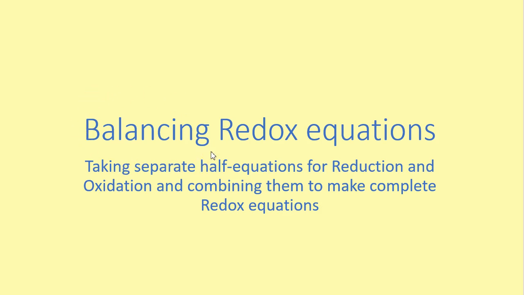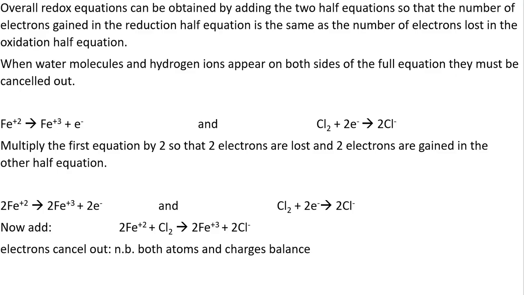In this video, I'm looking at balancing redox equations, taking separate half equations for reduction and oxidation and combining them to make complete redox equations. Overall redox equations can be obtained by adding the two half equations so that the number of electrons gained in the reduction half equation is the same as the number of electrons lost in the oxidation half equation.